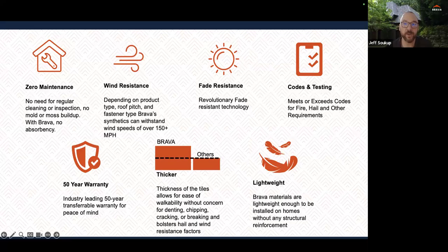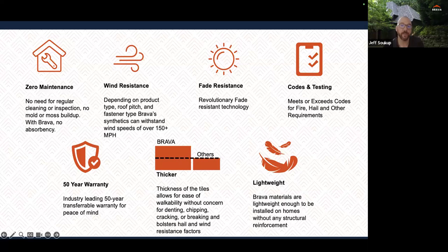Fade resistance, again, comes from our mineral pigments, and we've been tested. We have a Class A fire assembly and Class 4 hail impact resistance, and that's only because there's nothing higher. This is a 50-year warranty, whether commercial or residential. Brava is much thicker than many of the other manufacturers, and lightweight.